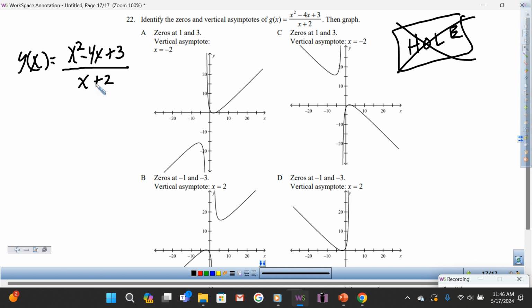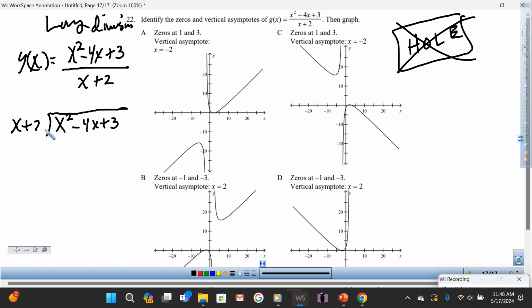What are we worried about, Mr. Q, if we're like this? Long division. Long division. Here we go. x squared minus 4x plus 3 divided by x plus 2. All right, Vianney's going to help me with this one. Vianney, what number times x gives us x squared? x. x times x, x squared. x times 2 is 2x. We're going to subtract.